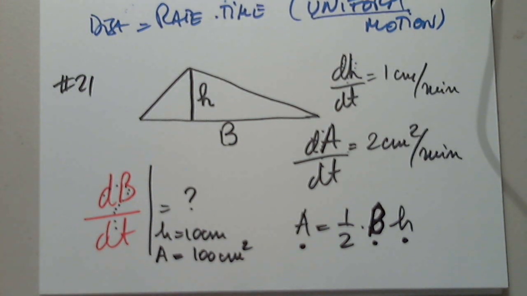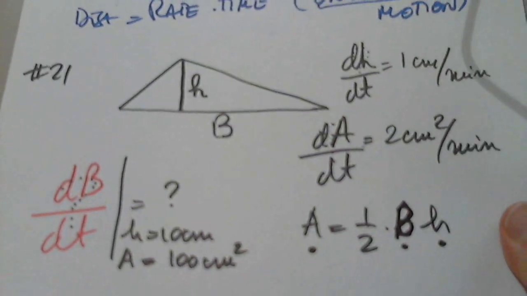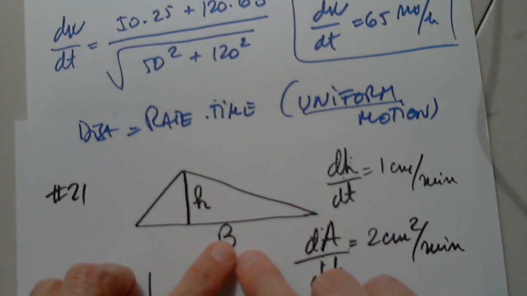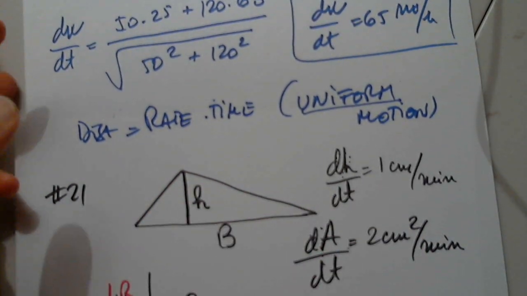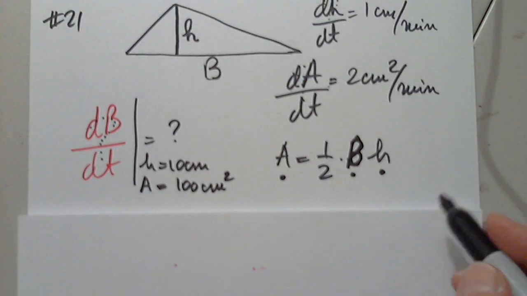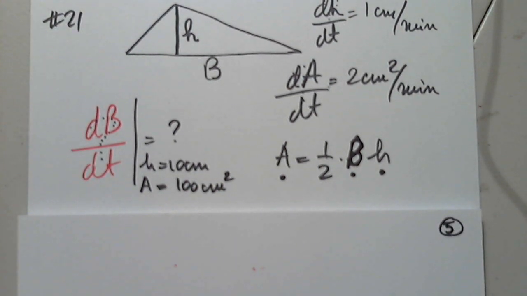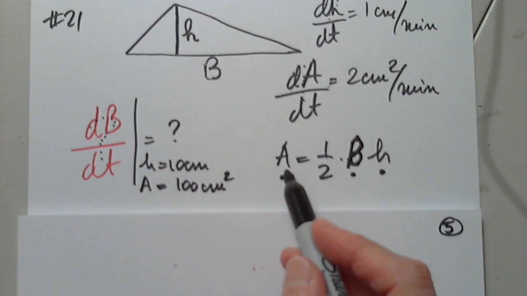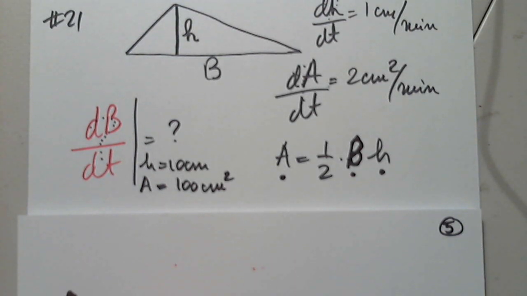Why am I putting a dot under those 3 letters? They're all functions of time. When the base changes, the area changes as well. Awesome. Okay then, so we are differentiating the left-hand side. That's dA over dt. Excellent.